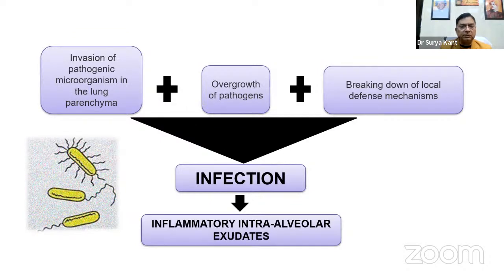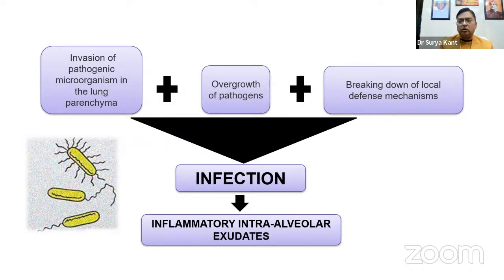So what is the pathogenesis? Invasion of pathogenic microorganism in the lung parenchyma. And second is the overgrowth of pathogen. That is another factor. And third is the breaking down of local defense mechanism. So defense mechanism is on one hand and bacillary load is on another hand. And there is a tug of war between the bacillary load and its pathogenesis and the local immunity as well as the general immunity of a host.